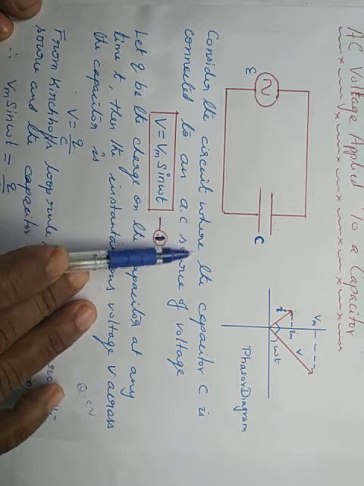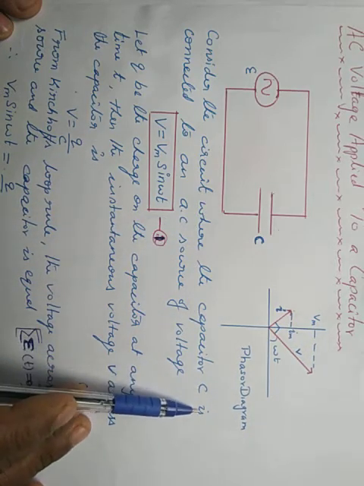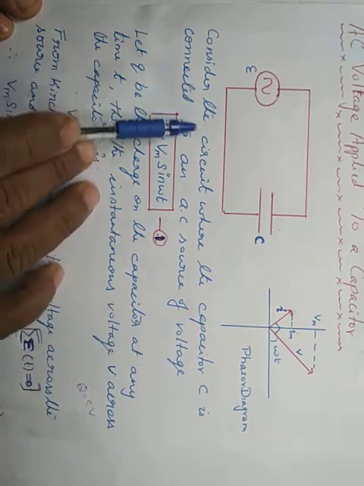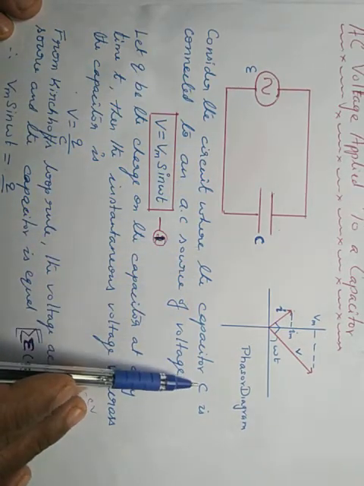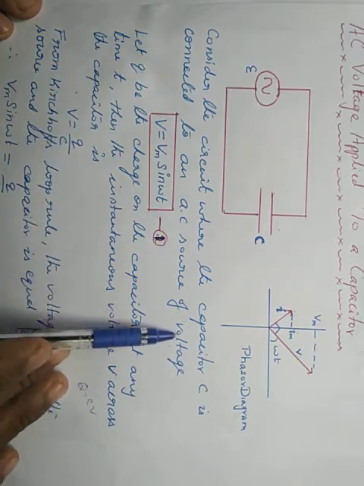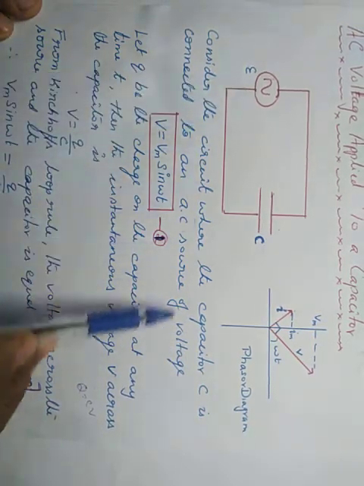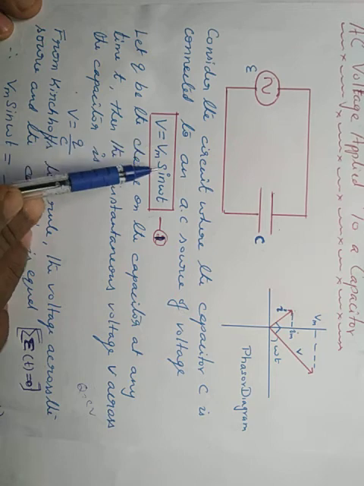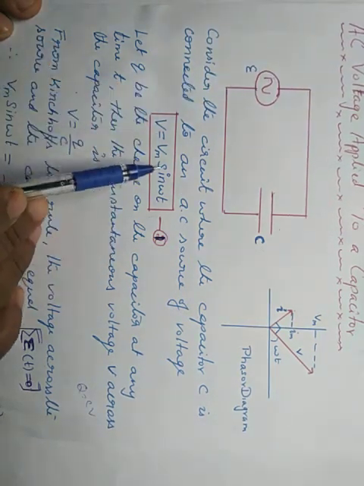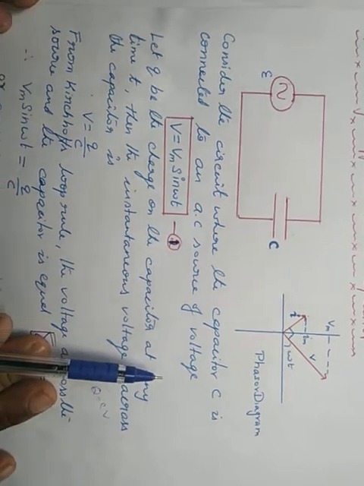Consider the circuit where the capacitor C is connected to an AC source of voltage V equal to Vm sin omega t. Clear? The voltage of this AC source is V equal to Vm sin omega t.